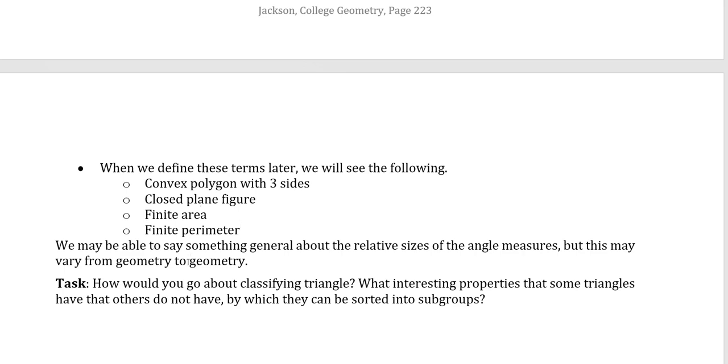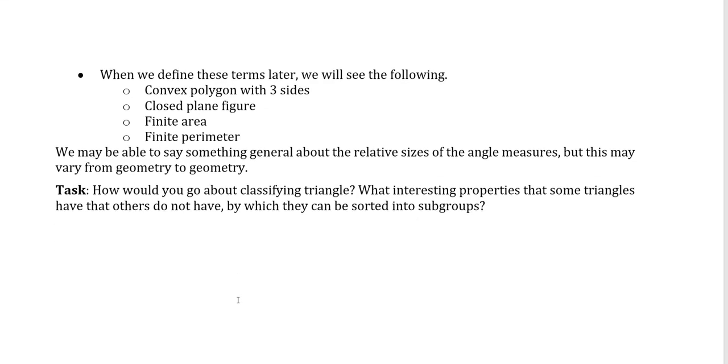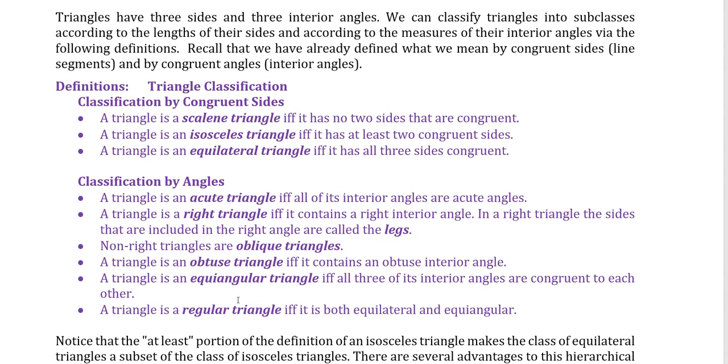Okay, well, there's not a lot to triangles. There's just three sides, three angles, and that's basically what we could do. We could classify them by the size, about the three sides and the three interior angles. Okay, by the lengths of the sides and the measures of the interior angles. And we have a few definitions. Remember, we've already defined what we meant by congruent sides, the line segments with equal length, and congruent angles, the interior angles, the equal angle measures.